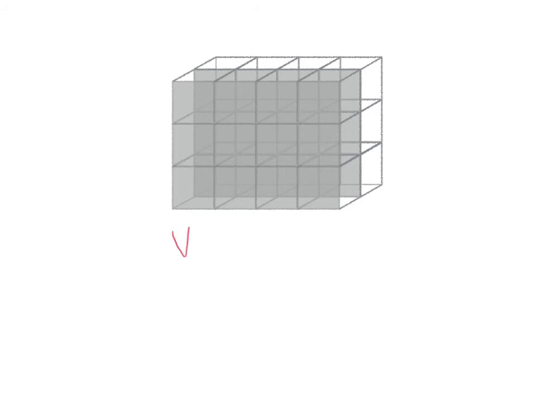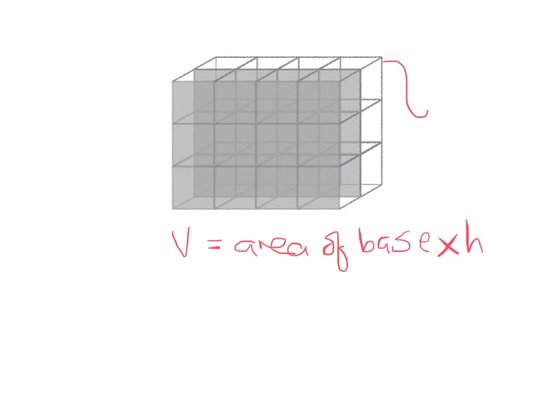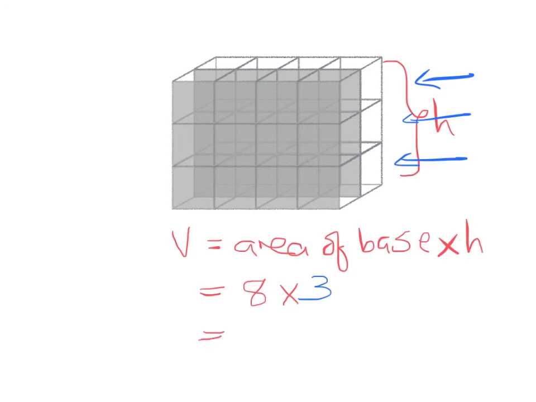The volume of the shape is going to be the area of the base times the number of layers, which we can call the height of the shape. Well, we worked out that the area of the base is 8 centimeters squared, multiplied by the height of the object, which is 1, 2, 3 layers, so we multiply by 3, and we find that the volume of this shape is 24 centimeters cubed.